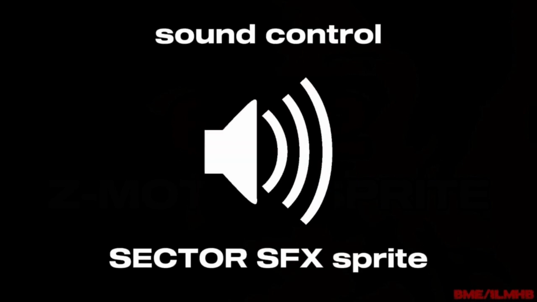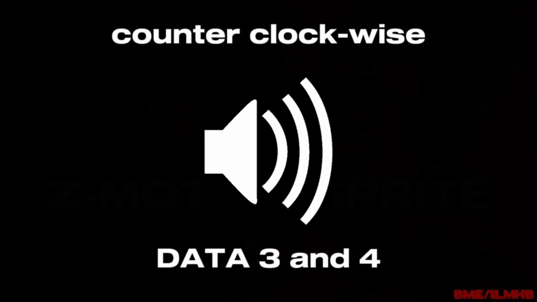A sector SFX sprite is needed inside the sector. Set data 1 and 2 for the clockwise sounds. Set data 3 and 4 for the counterclockwise sounds. Any sprite that needs to move with the sector should be marked blue.